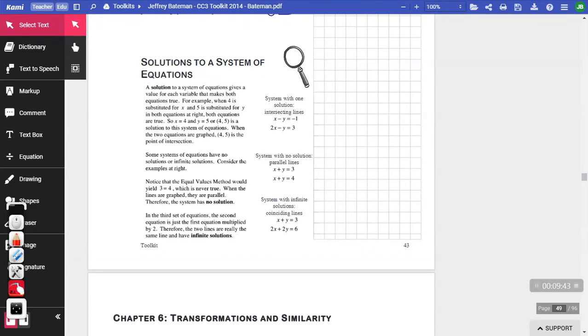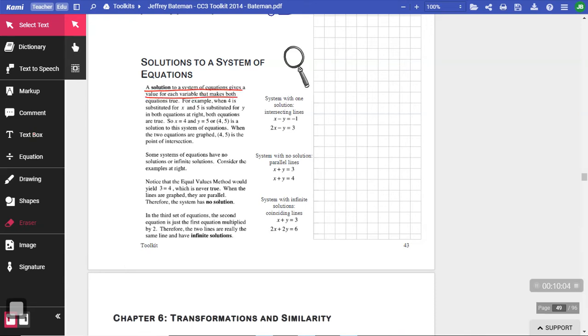All right, solutions to a system of equations. Remember what we said. Sometimes there's special cases. Most of the time, you'll get one solution. And if you notice down here, a solution to a system of equations gives a value for each variable that makes both equations true. That is important. I would go ahead and highlight that section right there. Makes both equations true. For example, when 4 is substituted for x and 5 is substituted for y, both equations at the right, they just gave a new example over here, are true.